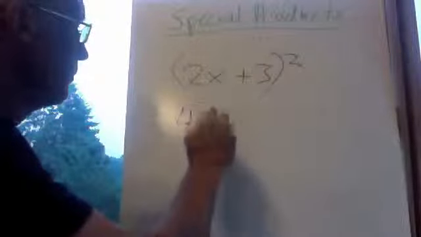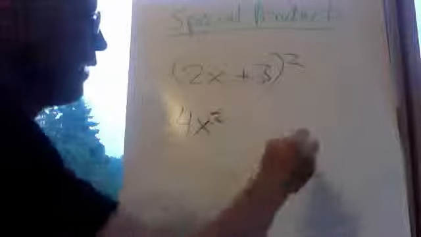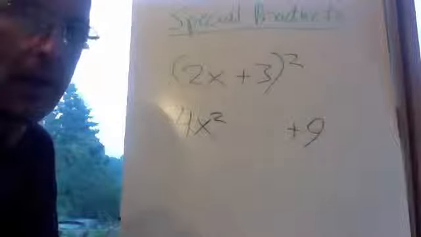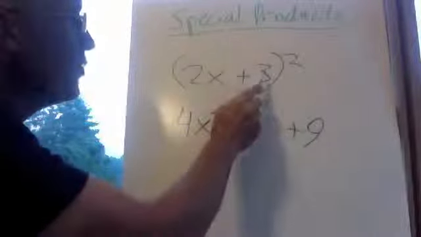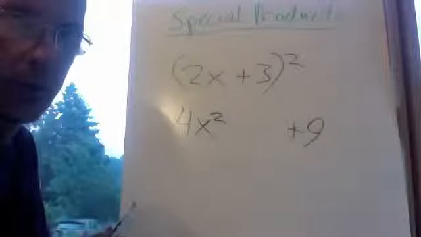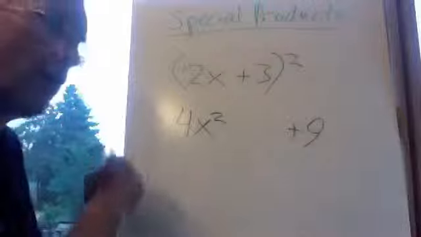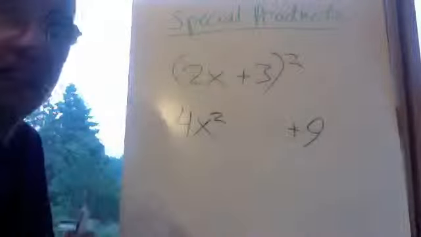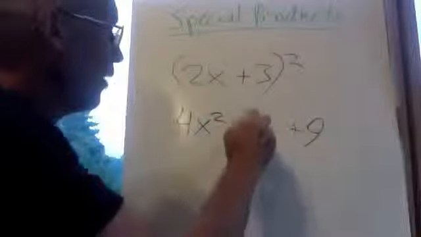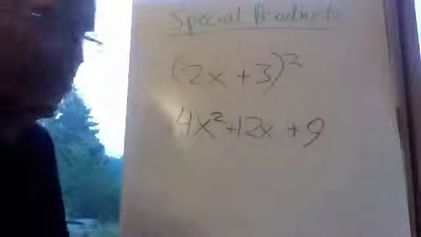So we square the first one. We square the last one. But there's a middle term that you're going to forget if you do that. And the middle term is you multiply the two together and then you double it, remember? Because we do it twice. We do the outside, then we do the inside, and then we add them together. So 3 times 2x gives you 6x, and when we double it, we get 12x. Okay?